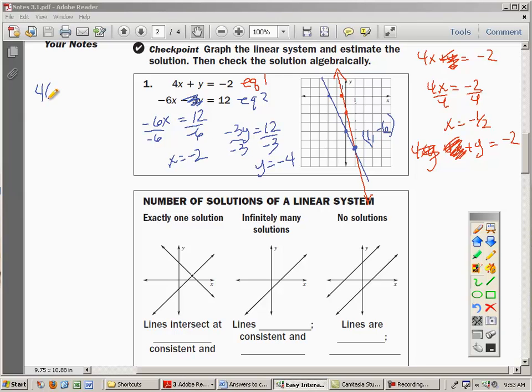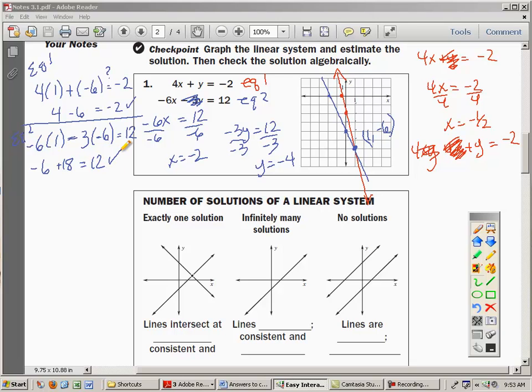So we're going to do 4 times x plus negative 6, and we're going to say, is that equal to negative 2? Well, 4 times 1 is 4, minus 6 is negative 2, and so it works in the first equation. Let's try the second. Negative 6 times 1 minus 3 times negative 6 is equal to 12. So that's for equation number 1. This is for equation number 2. So this is negative 6, and then negative 3 times negative 6 is positive 18, and so I get 12. And so my ordered pair 1, negative 6 works in both equations, so therefore is the solution to that system of equations.